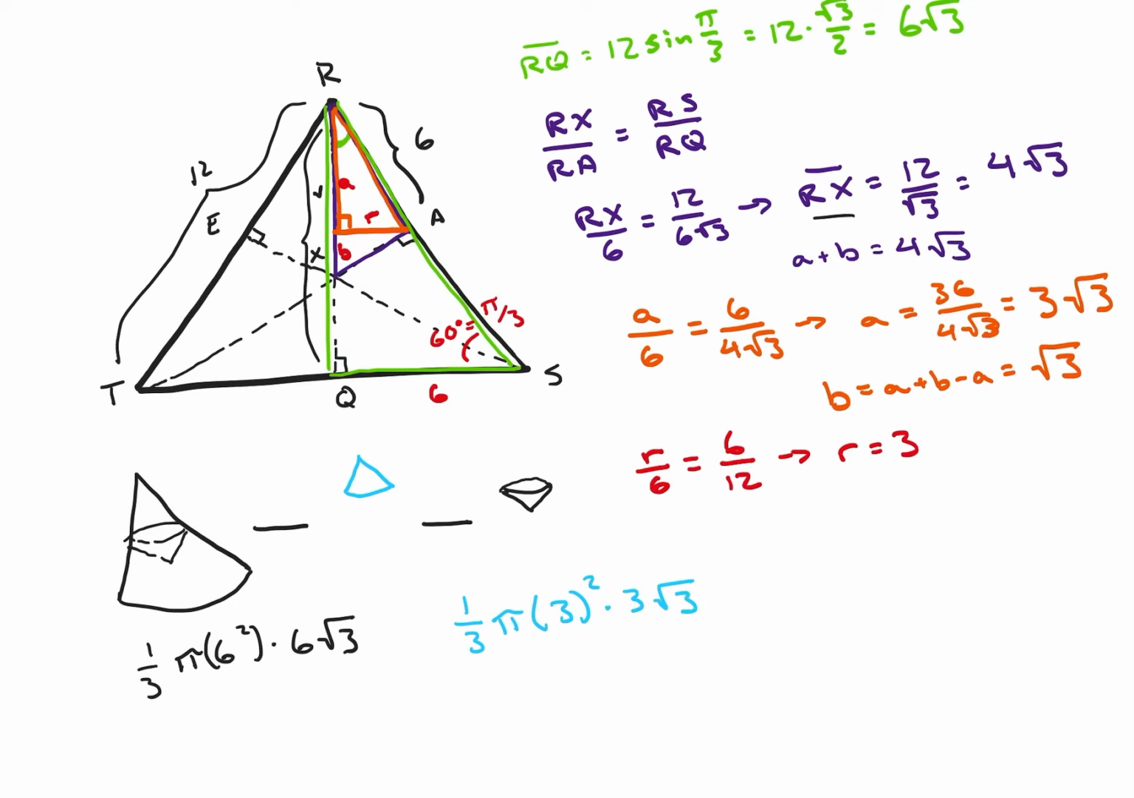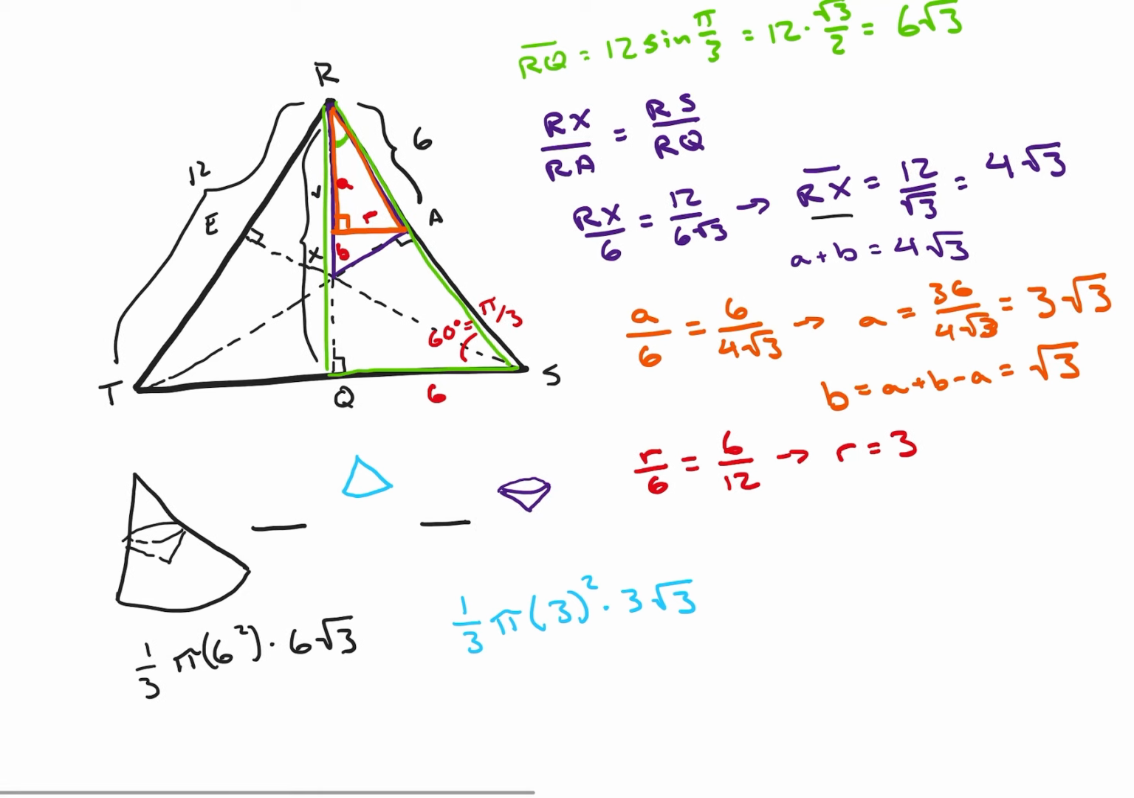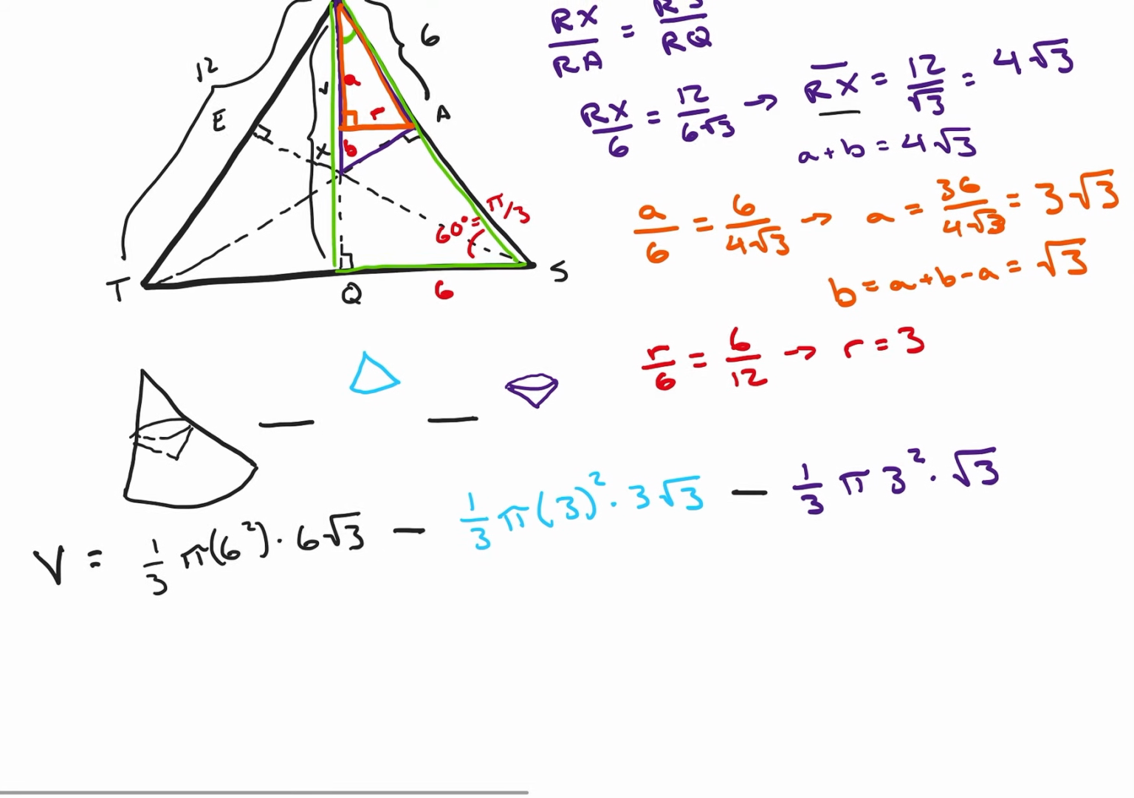And then if we look at our last shape, which is going to be purple, we're going to have 1/3 pi times 3 squared again. And our height is just going to be square root of 3. So our total volume is going to be this guy minus this guy minus this guy.